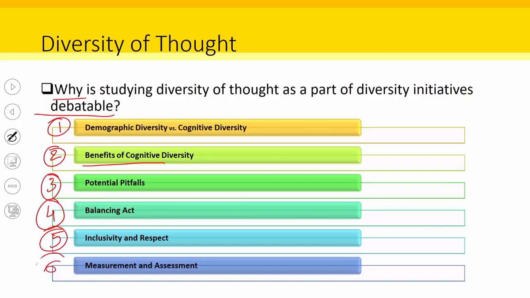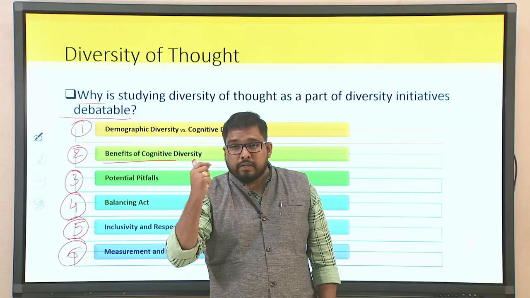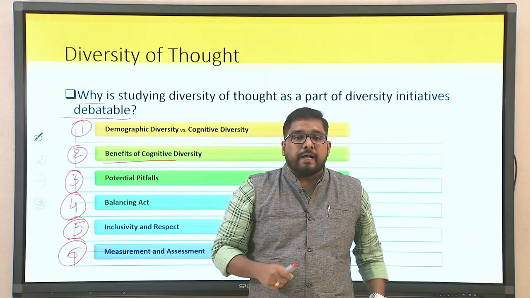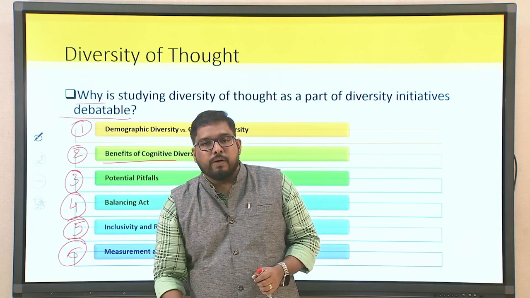And the sixth thing is measurement and assessment. It's always difficult. You can always go into your demographic diversity and say that these many people belong to this background, this is the demographic diversity you project. But being a latent variable, being a process which is associated with your thought and your perspectives, it is very difficult to measure and assess. But if you are using any of the latent scale mechanisms to measure and assess cognitive diversity, it will be a better way to move forward towards inclusion.